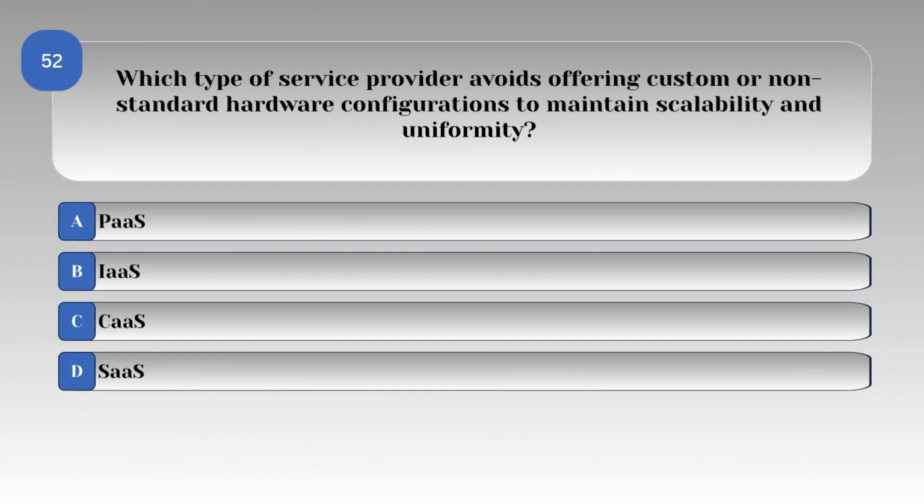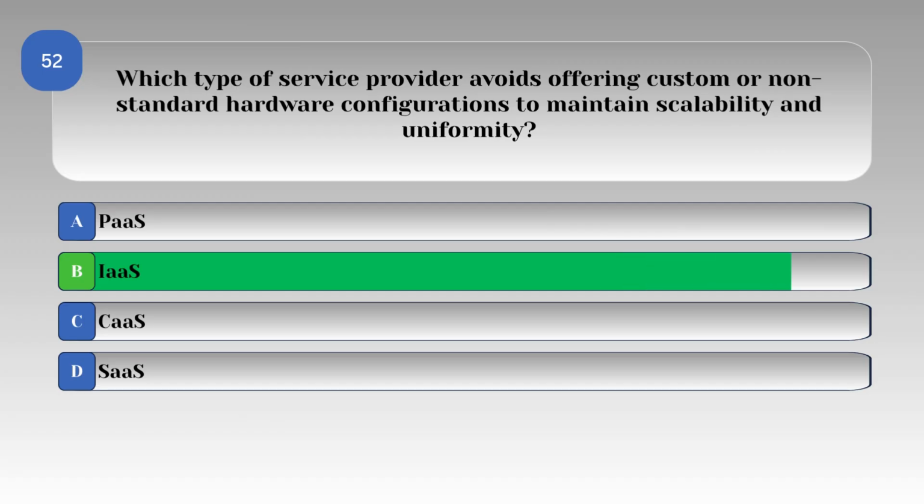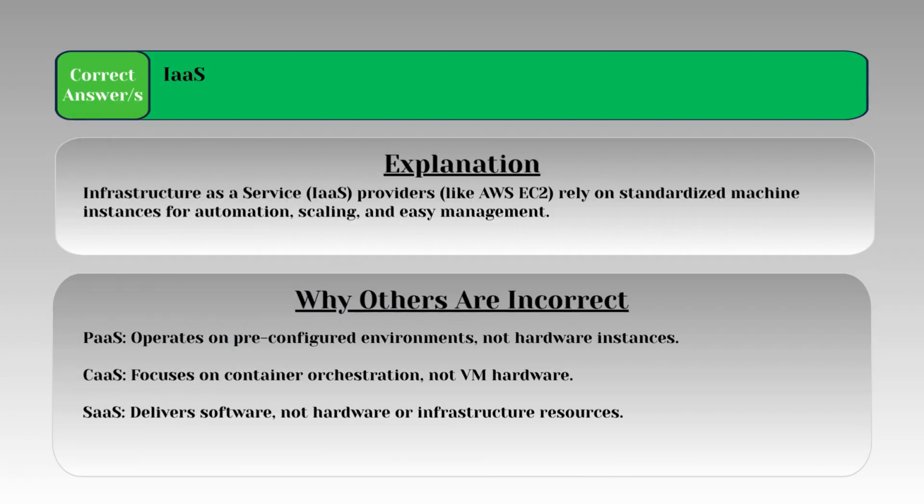Which type of service provider avoids offering custom or non-standard hardware configurations to maintain scalability and uniformity? Correct answer, IaaS. Explanation: Infrastructure as a service providers like AWS EC2 rely on standardized machine instances for automation, scaling, and easy management. Why others are incorrect: PaaS operates on pre-configured environments, not hardware instances.